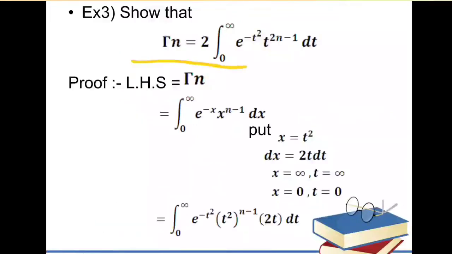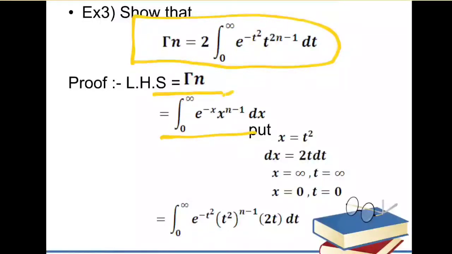Now next, we have also solved this type of example. Here gamma of n equals twice the integral from 0 to infinity of e raised to the power minus t square, t raised to the power 2n minus 1, dt. Now again I am going to solve this example using the left hand side, that means using the definition of gamma function. By the definition of gamma function, we get this integration, and as per requirement, in this integration we require e raised to the power minus t square. For that we have to put x equals t square.